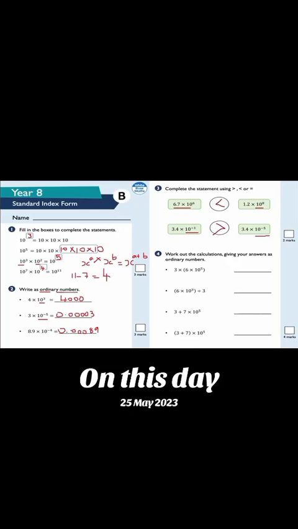Question number 4, work out the calculations giving your answer as ordinary numbers. Well, 3 times 6 is 18. So I'm going to have 18 and then I'm going to have 5 zeros after it.